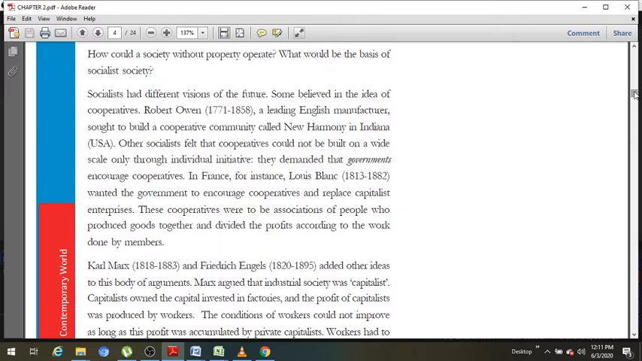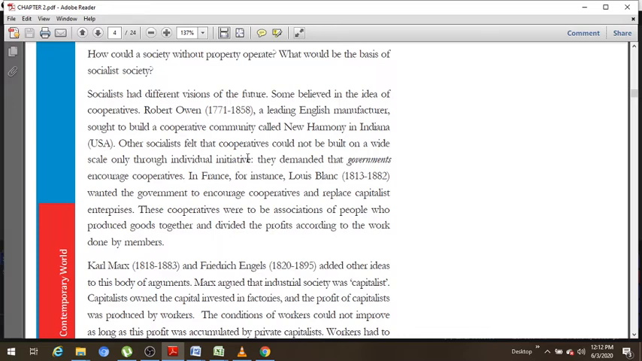Socialists had different visions of the future. Some believed in the idea of cooperatives. Robert Owen, 1771 to 1858, the years in brackets mean that he was born in 1771 and died in 1858. If such years are written in a book about any person, consider them the birth and death years of that individual. Robert Owen was a great socialist, a leading English manufacturer who sought to build a cooperative community called New Harmony in Indiana. Indiana is a state in the USA. So he focused on cooperative community.